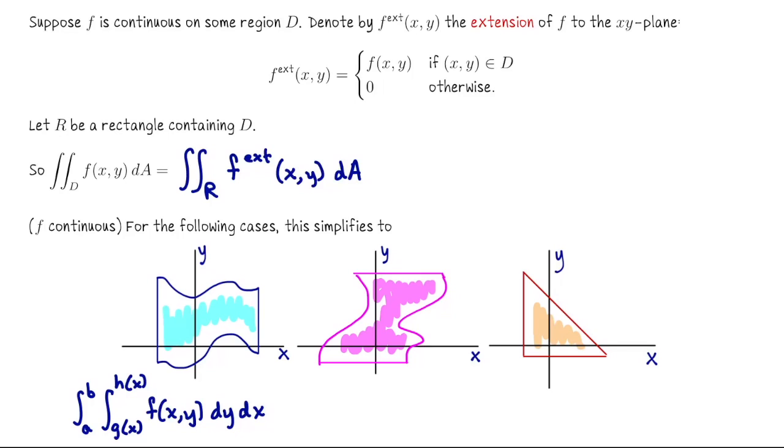For type 2, it's similar except the roles of the variables are switched. So our outside integration goes from c to d, because y is bounded between c and d, and then the inside integration goes from one function of y to the other. Therefore, our differentials are dx dy for a type 2 region, whereas they were dy dx for a type 1.